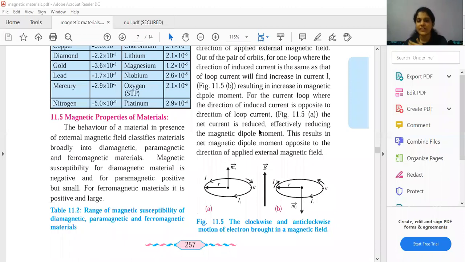So let us continue, students. We were discussing this electron movement to explain diamagnetism. Now this depends on Lenz's law. I already explained to you what Lenz's law is. Now, as I said, I have a simple way of explaining this.